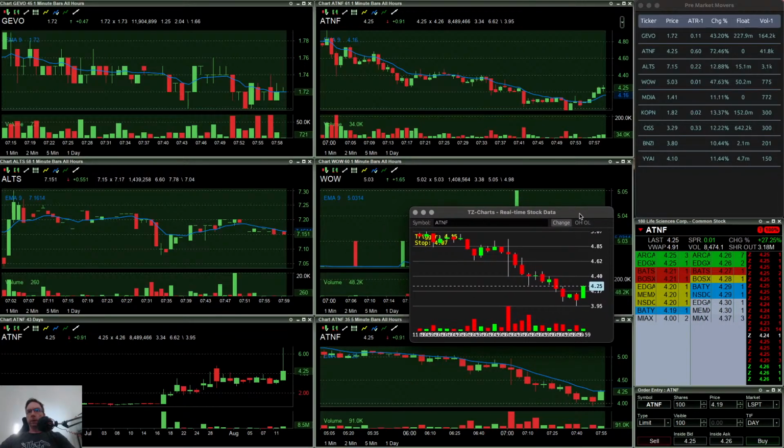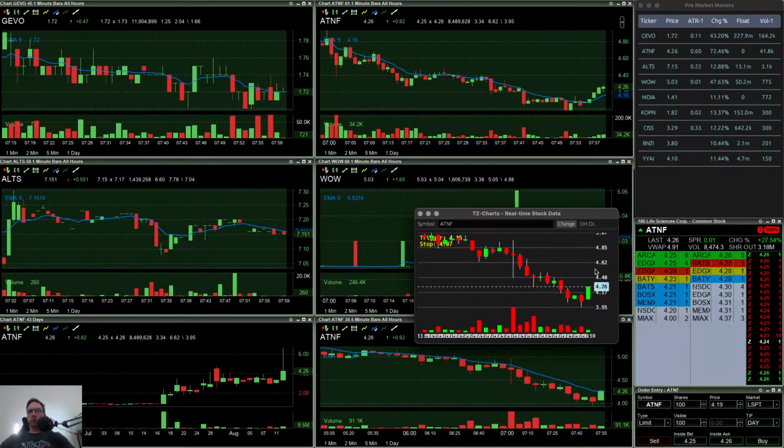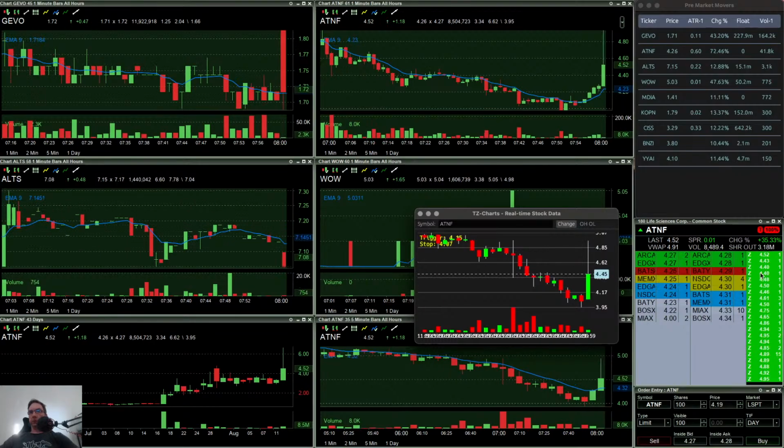Let's see if this is updating properly. 427, 429, 429. So you've got to look at these prints here. You can't look at the level 2. You've got to look at the prints here, what's printing, 429. It's not going to print the bid and ask just because it's showing. It actually has to print.